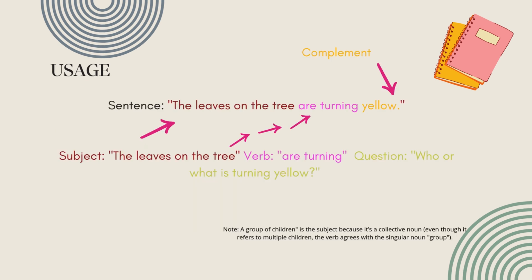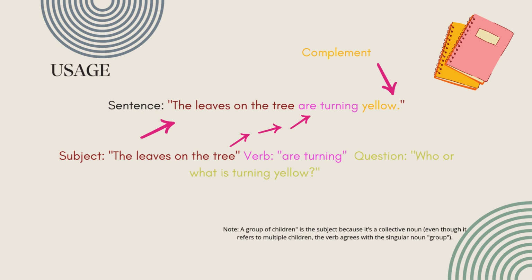Here I have another example of the usage. The sentence says, the leaves on the tree are turning yellow. So here the subject is the leaves on the tree. The verb is are turning, and we also have here a complement that is yellow.